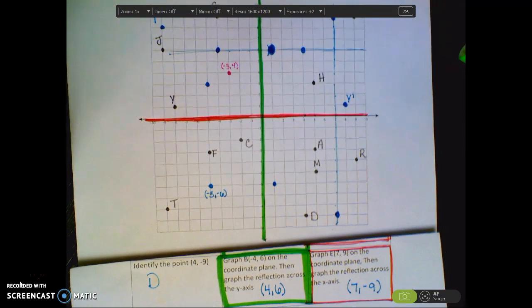Hopefully this is a good graphing lesson.